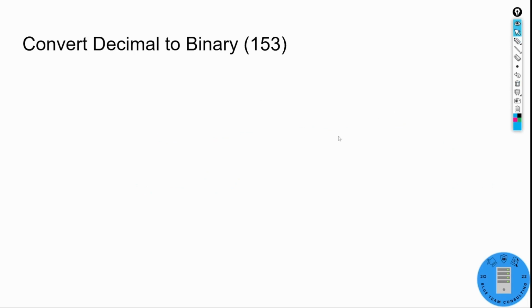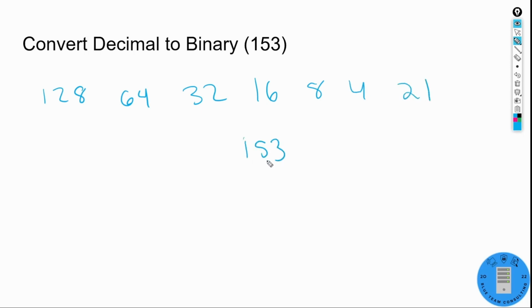All right, try this one on your own, converting the decimal number 153 to binary. Okay, first things first, we write out 128, 64, 32, 16, 8, 4, 2, and 1. We're starting with 153. Does 128 fit into 153? Yes, it does. So we can allocate the bit. We do 153 minus 128. That is going to give us 25.